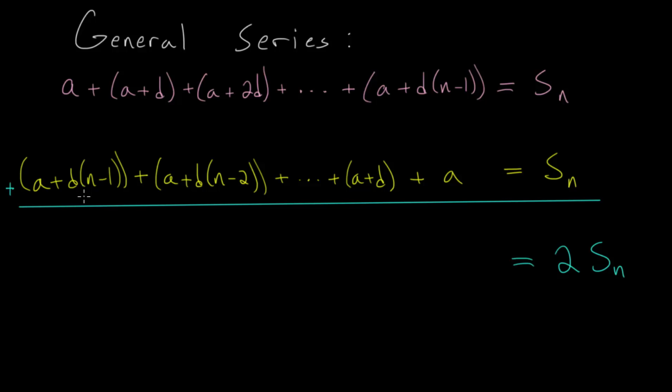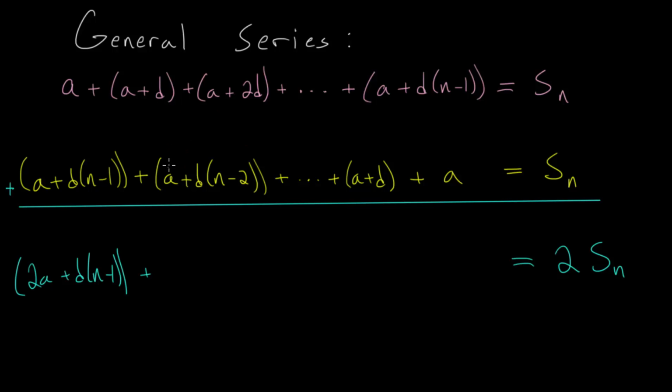But we're going to see a nice pattern when we add these together. So notice when we have a plus d times n minus 1, we're going to get twice a plus d times n minus 1. And for this next one, we'll take a plus d times n minus 2.